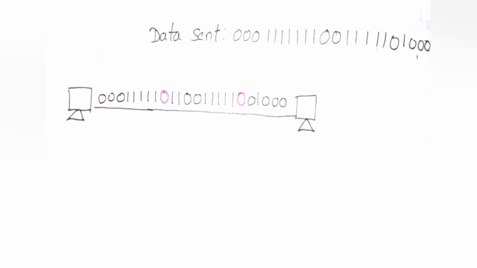To avoid the confusion between the flag field and the data part, we are using the bit stuffing method by inserting an extra bit 0 into the data after the 5 consecutive ones.